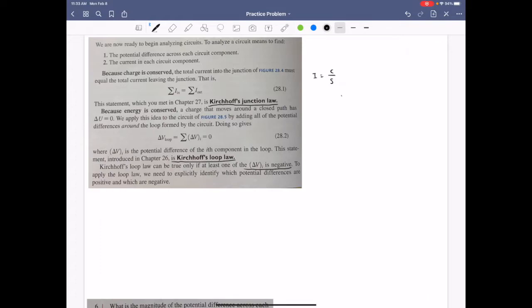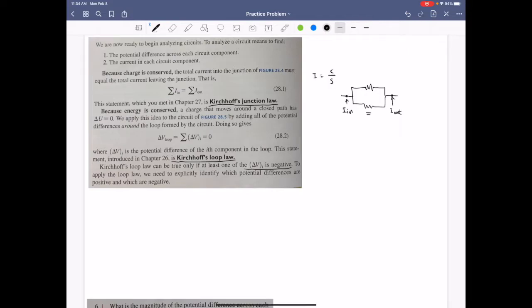Let me quickly draw a diagram. These two resistors are connected in parallel. At this point, for example, the current going in equals the current going out. Current measures the amount of electrons flowing through that point at a certain time.